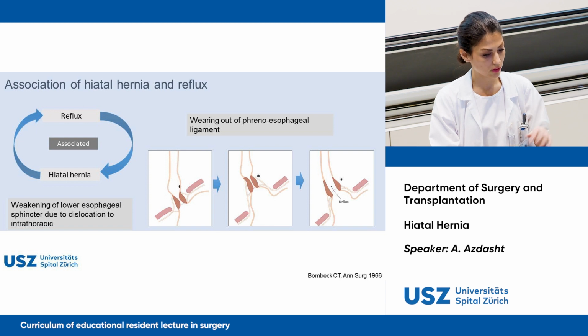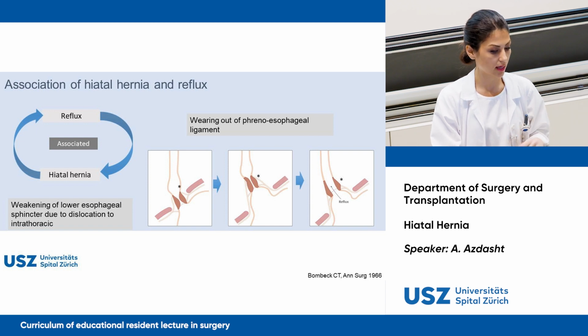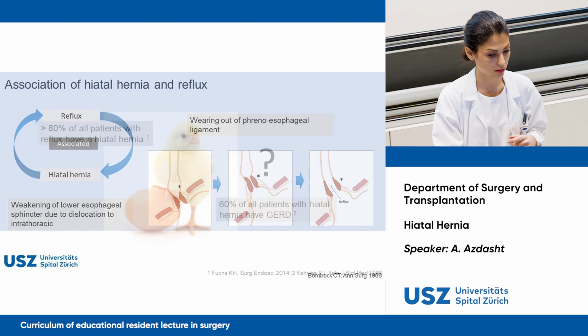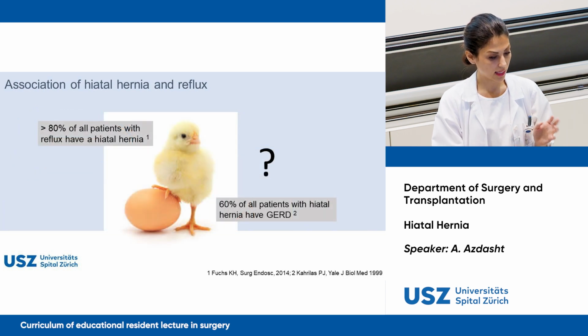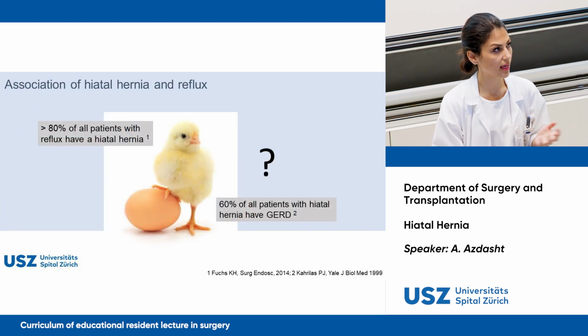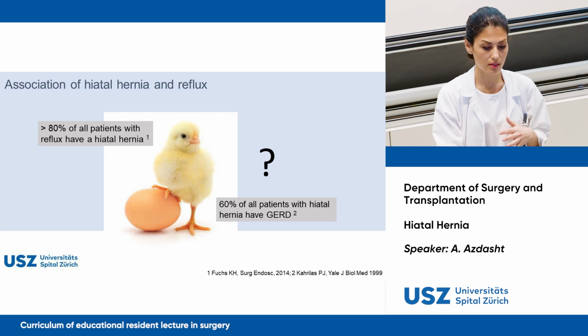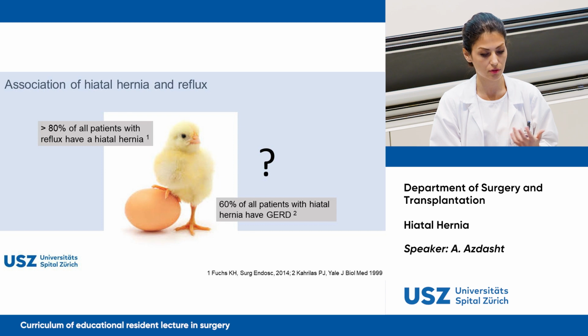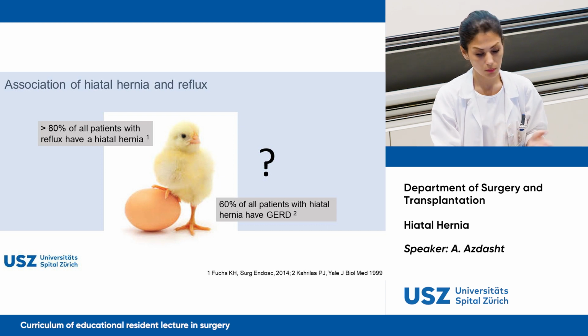So these two, reflux and hiatal hernia, are associated with each other. 80% of all patients with reflux have a hiatal hernia, and vice versa, 60% of all patients with hiatal hernia suffer from gastroesophageal reflux disease. But which one is first, we don't know.